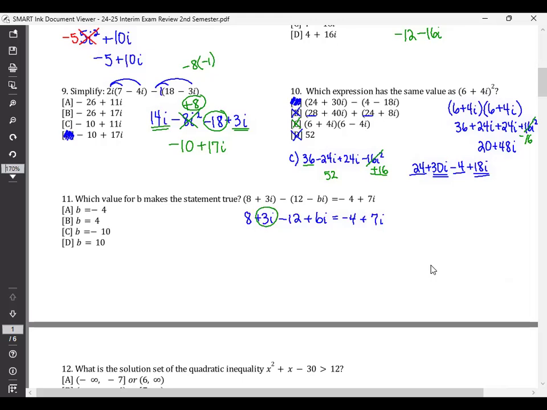I have 3i plus bi equals 7i. So as I bring down the i parts, I'm just going to bring down the numbers in front. So 3 plus b equals 7. And then we solve this really simple equation by subtracting 3 from both sides to get b is equal.